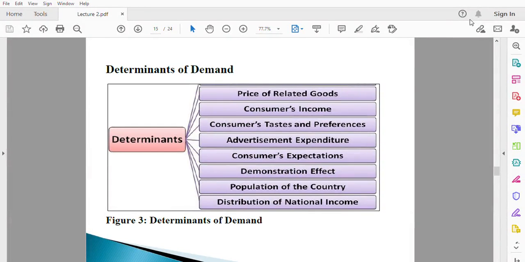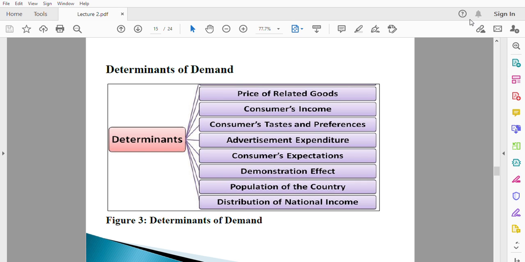Hi. So the next thing we want to talk about is determinants of demand. There are several factors that determine the demand of a commodity. The first is price of related goods. Ask yourself, why did we not mention price of the commodity in question? The price of the commodity in question determines the quantity demanded of the commodity.